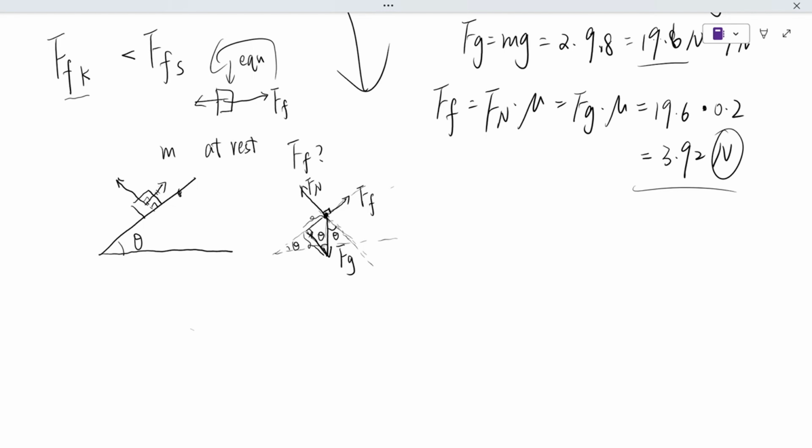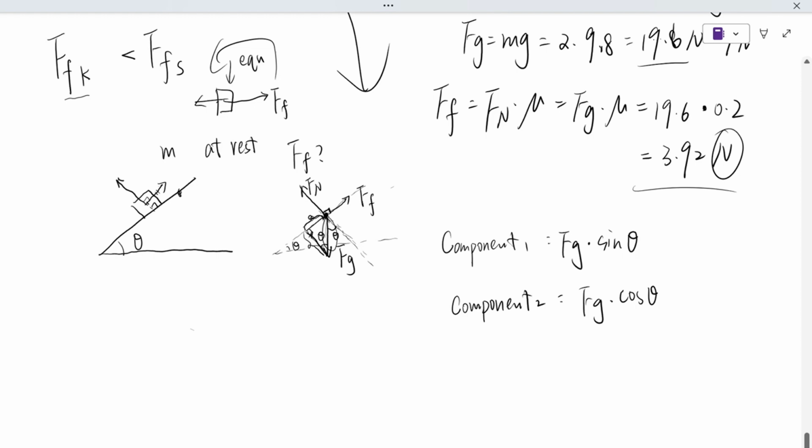Then let's use our trick. What is this component? This component is just Fg times sine theta. Component number one is Fg times sine theta. Component number two is Fg times cosine theta.